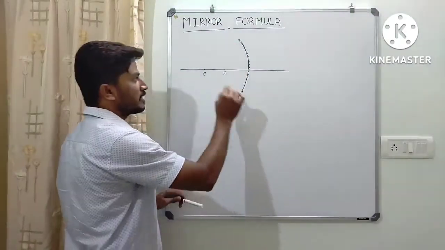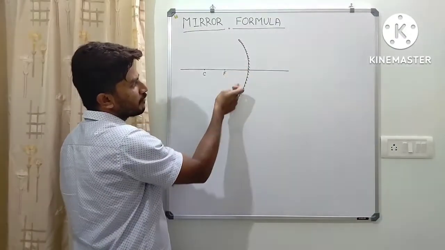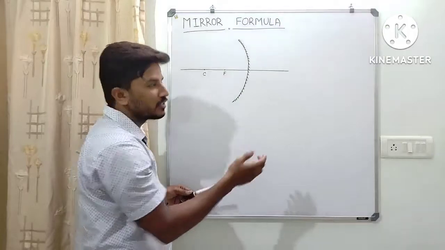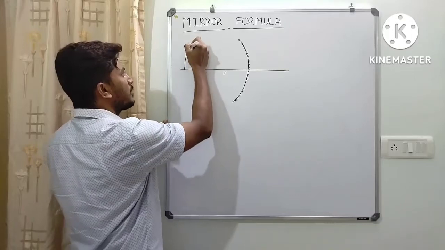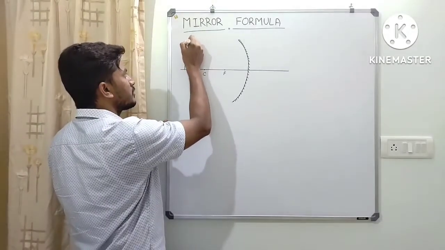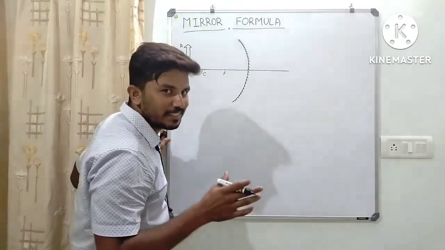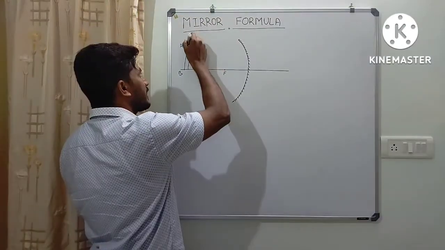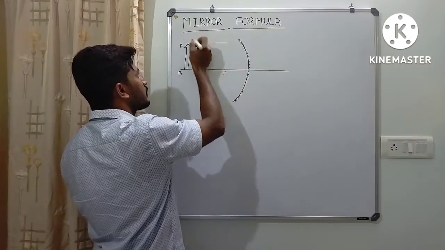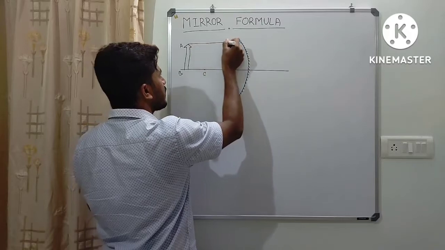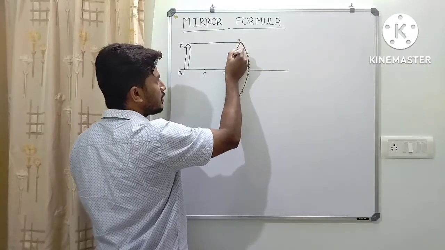So, dear students, I have already considered a concave mirror. This side of the mirror is reflecting, and this side is not polished, meaning it is not reflecting. Let us consider an object here. The object is AB. When a parallel light ray from here is incident on the mirror, it reflects and moves through the focus.